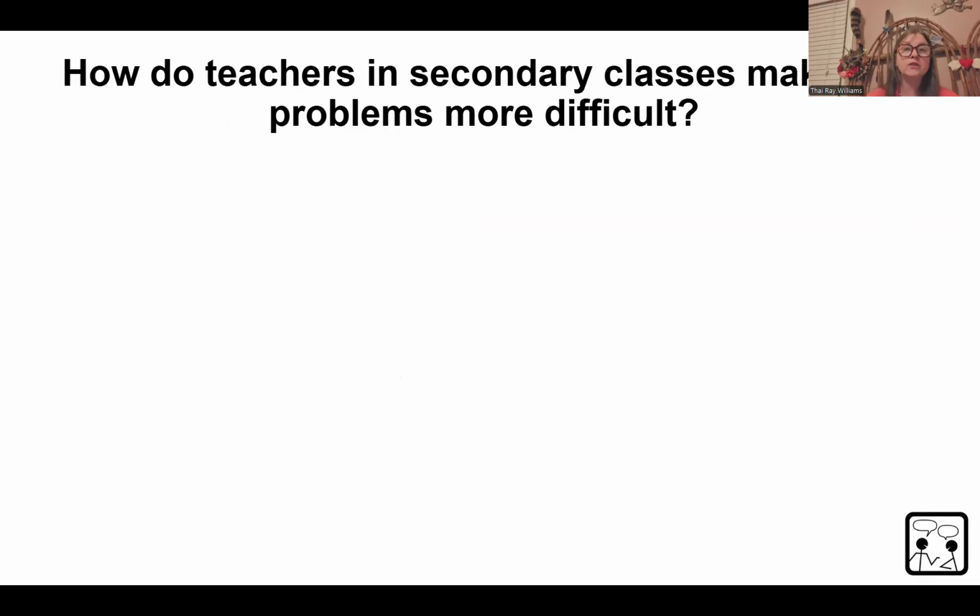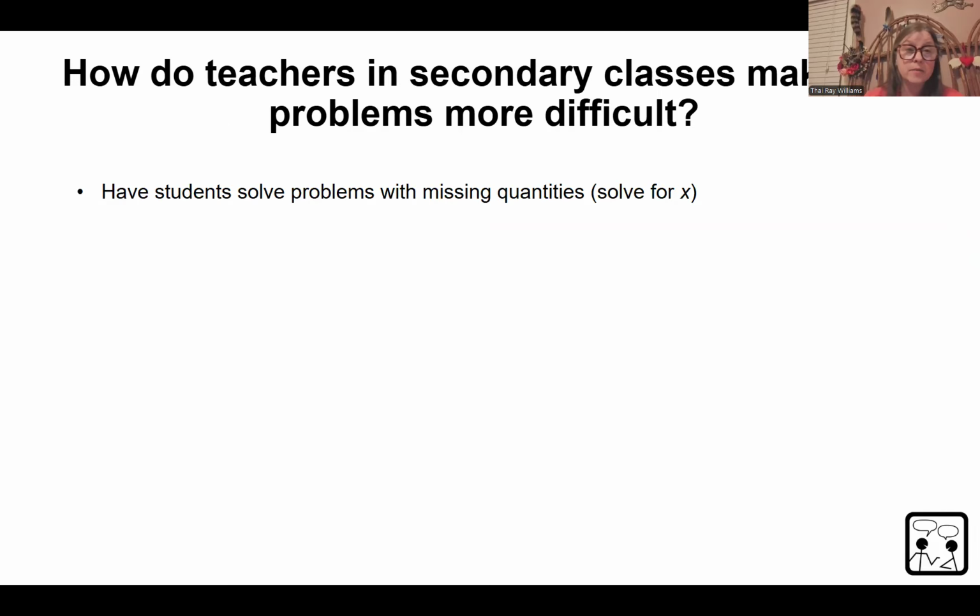And so, how do teachers in secondary schools make problems more difficult? Well, here are some examples. You can have students solve problems with missing values. And this is what's known as solving for X, right? You've done that before. I'm sure you've all had to take algebra at some point. So, you can have students solve for X.